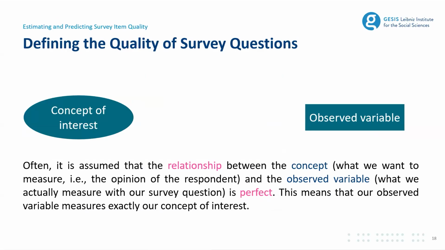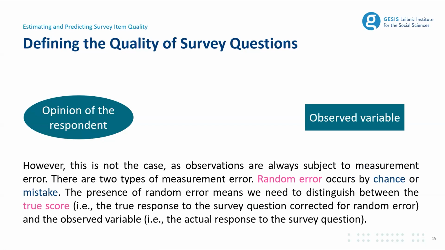Okay, so let's go into estimating and predicting survey item quality. Very often, it is assumed that the relationship between the concept of interest, so the thing that you actually want to measure, usually the opinion of the respondent, and the observed variable, so the thing that you use for measuring what you want to measure, so the actual survey question, is basically perfect. And this means that our observed variable measures exactly our concept of interest. But is this really the case? Well, we know it's not the case, as observations are always subject to measurement error.